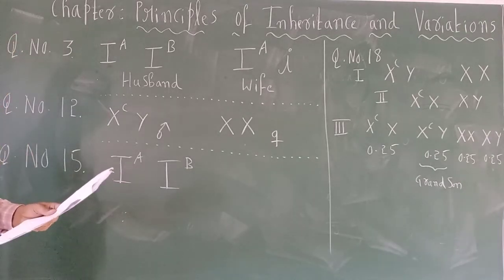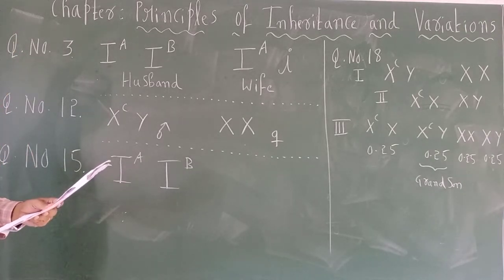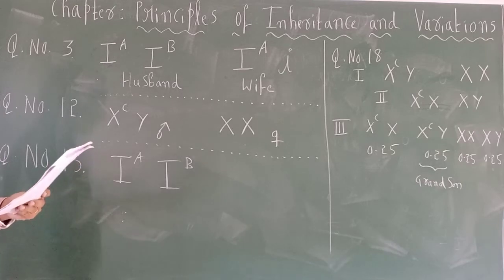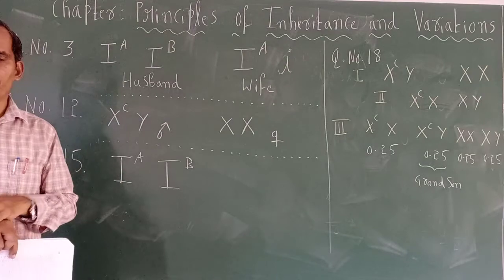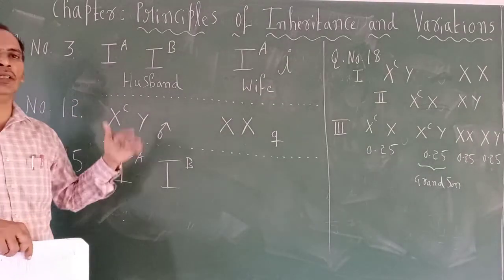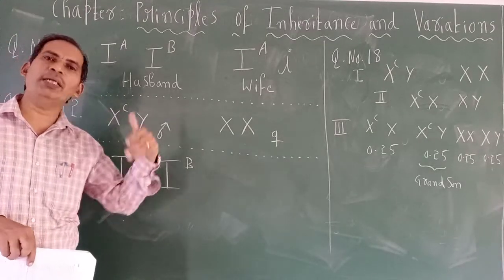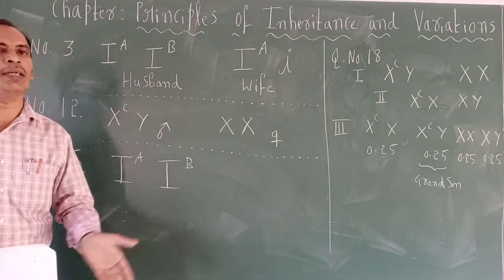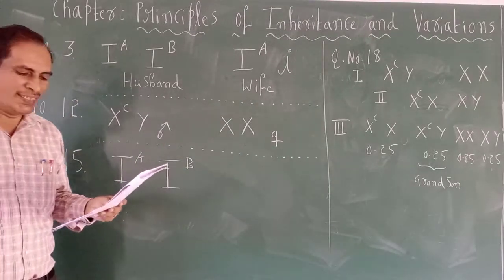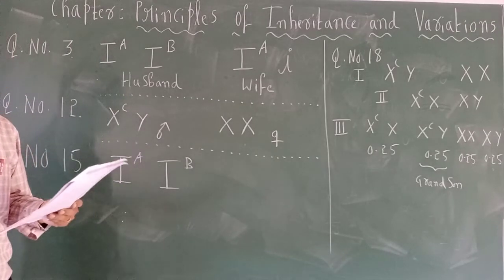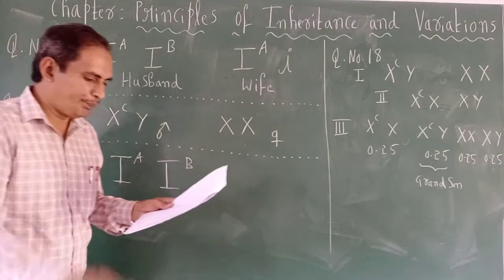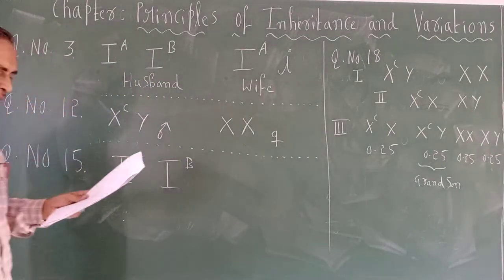Question number 14. The mechanism that causes a gene to move from one linkage group to another is called. The correct option is C, translocation. So in a cell there are different linkage groups. There is a possibility of a gene shifting from one linkage group to another linkage group, and that phenomenon is called translocation. For question 14, the correct option is C, translocation. Right. Okay. Let us move to the 15th question.